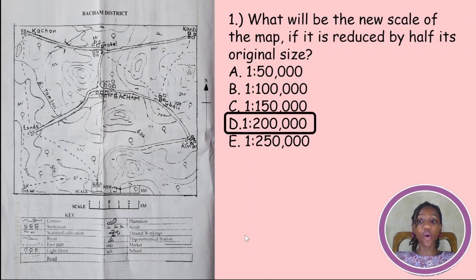Now, if someone was in a hurry and stopped at 1 ratio 100,000 and seen that the answer was in the options, they would have picked option B confidently and failed this easy question. So in exams, as you're working with time, please try as much as possible to be accurate as well. Moving on to the next question.